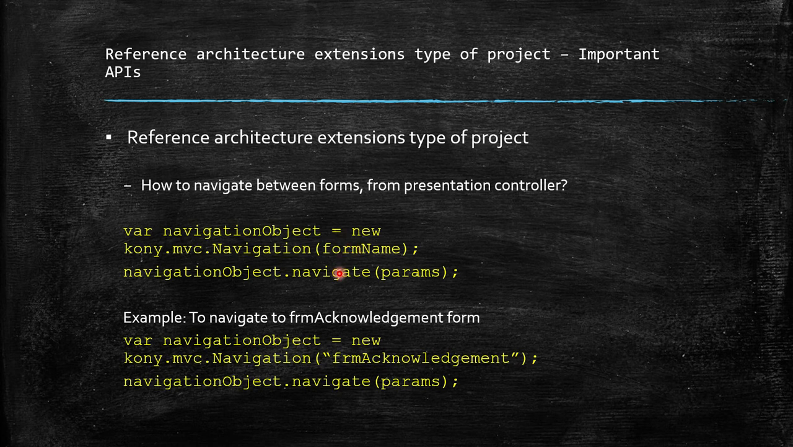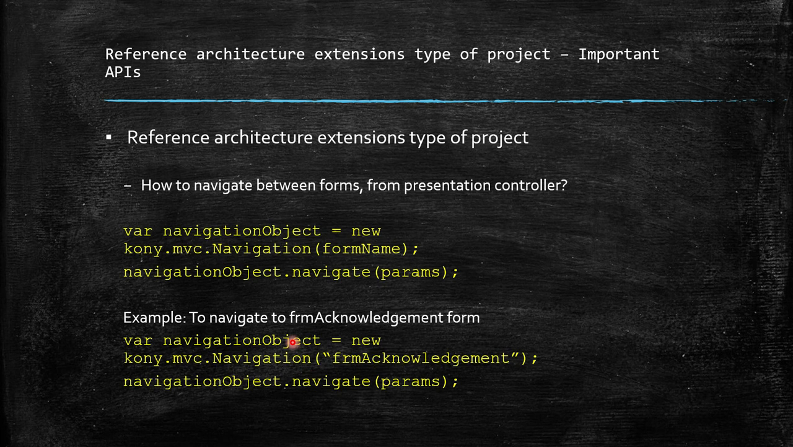And you can use the navigate API on this navigation object to navigate to the form for which you have created the navigation object. If you want to pass any parameters while navigating to that form, you can pass those parameters as a JSON object to the navigate API. Here we are showing an example of navigating to the acknowledgement form by using the navigation object and the navigate API inside that navigation object.